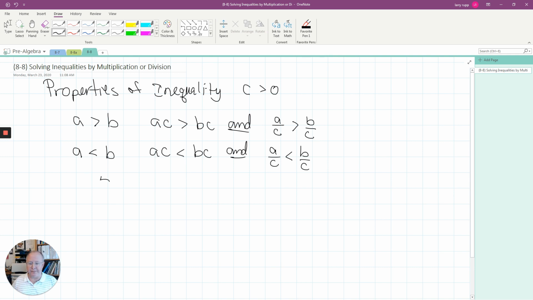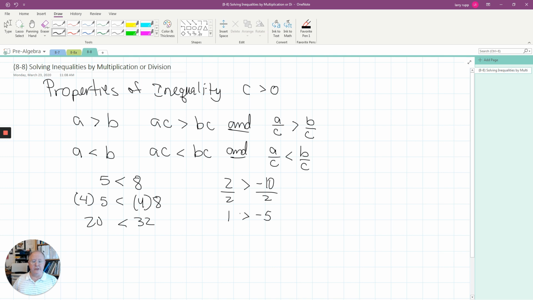They're easier to track. If you had 5 and you said 5 is less than 8, let's say you multiply both sides by 4. 4 times 5 is less than 4 times 8, so 20 is less than 32, and that's definitely a true statement. Over here, if you had 2 greater than negative 10, then divide both sides by 2. 2 divided by 2 is 1, greater than negative 10 divided by 2, which is negative 5. So 1 is certainly greater than negative 5, and that holds true as well.